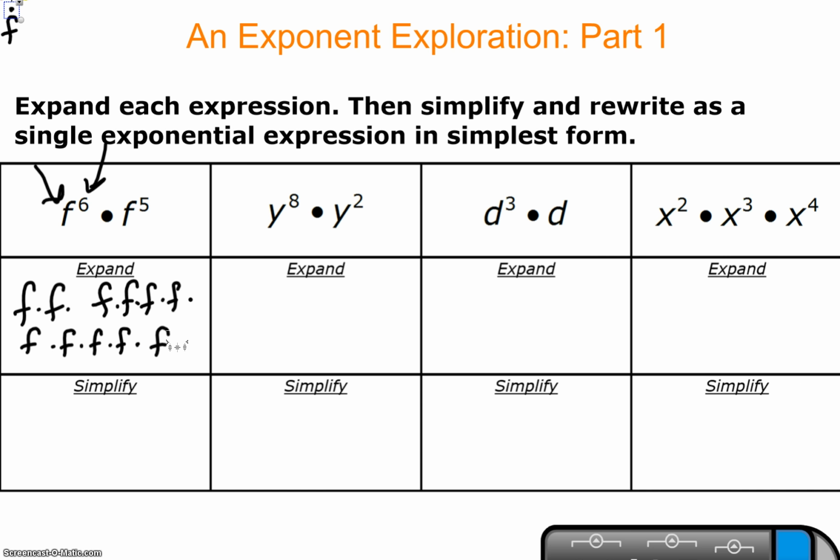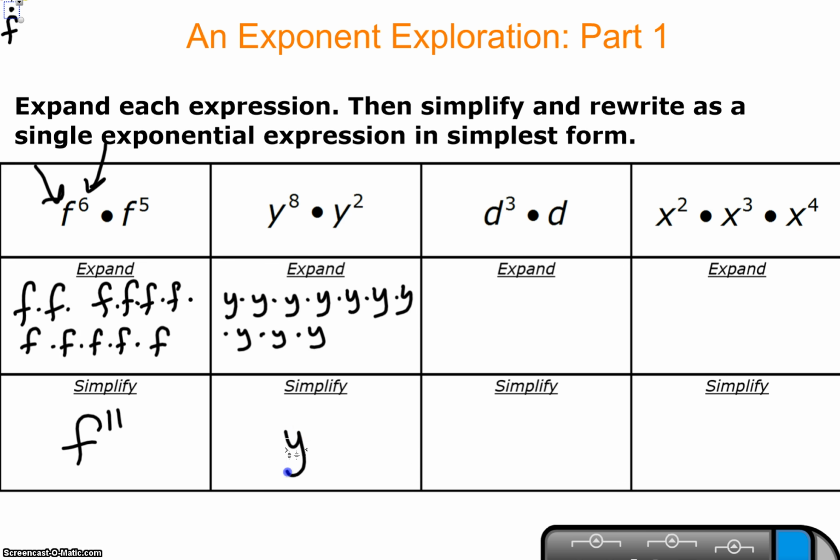Okay, so in order to simplify it, all you have to do is count 1, 2, 3, 4, 5, 6, 7, 8, 9, 10, 11. So really we have f to the 11th power. So let's do the next one. We have y times y times y times y times y times y, 2, 4, 6 times y, and then 2 more times y times y. So what is our total? 8 and 2 would be y to the 10th.